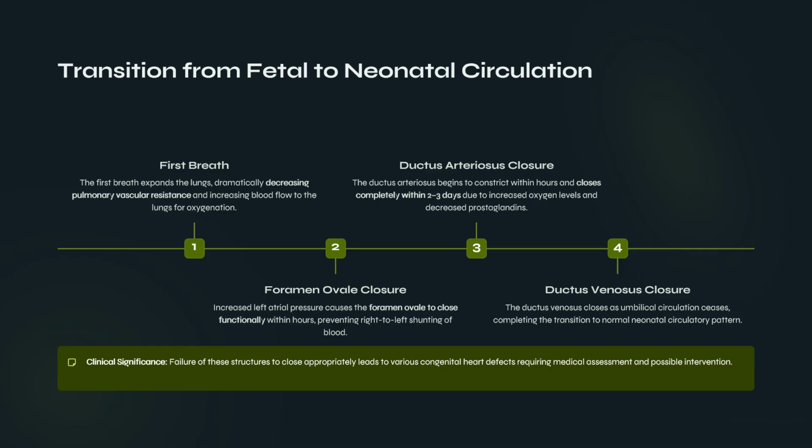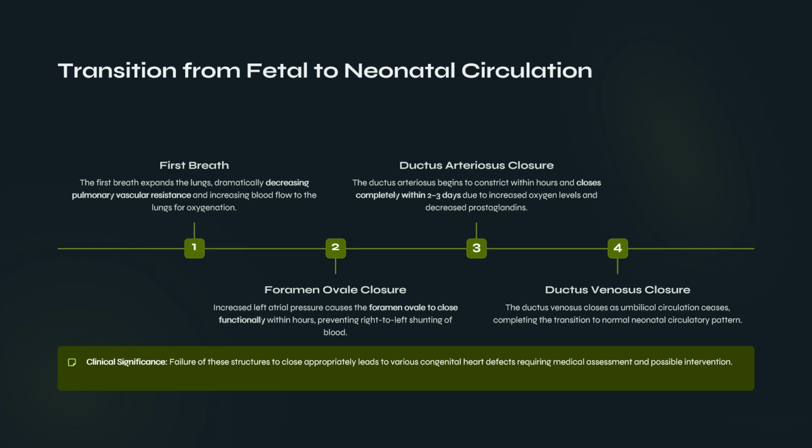If this ductus arteriosus is not closed, it also causes a kind of disease that is called PDA, patent ductus arteriosus. Then next, the fourth one, ductus venosus closure. How is it happening? The ductus venosus closes as umbilical circulation ceases, completing the transition to the normal neonatal circulatory pattern.